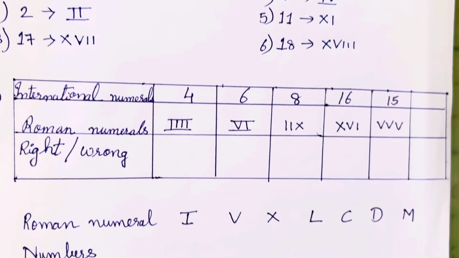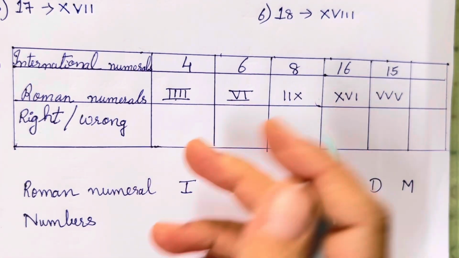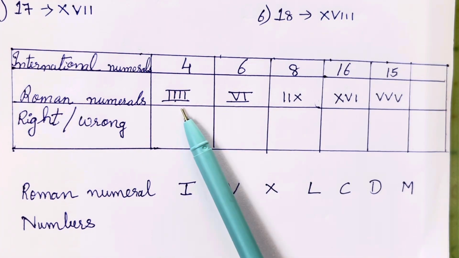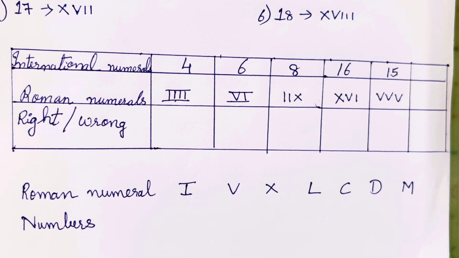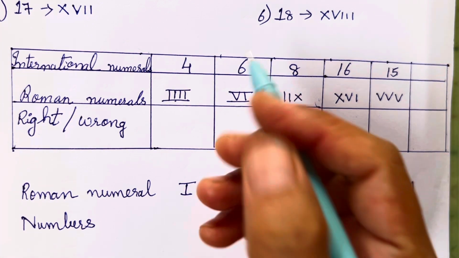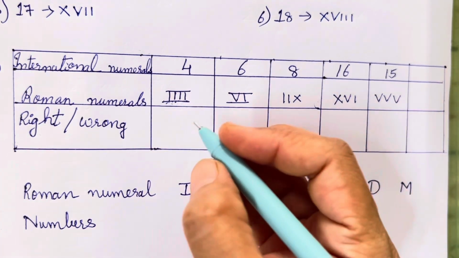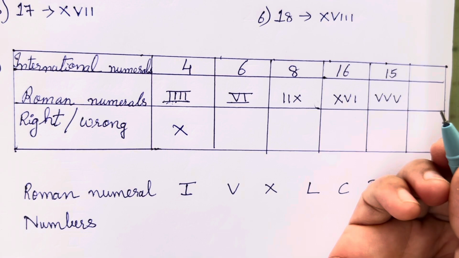Now comes the international numbers. So the international number is 4. You have to find which one is correct. International numbers have been given, Roman numbers have been given. You have to find which one is right and which one is wrong. Which pair is right and which pair is wrong. So 4, and this is not the way we write 4. We write 4 in a different way. So this pair is wrong.